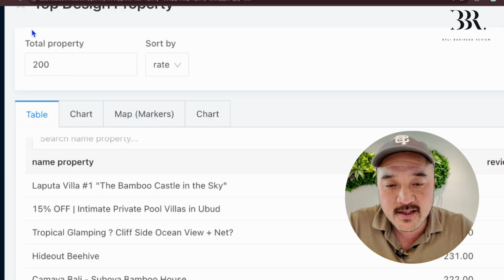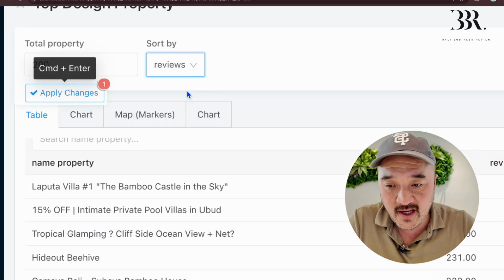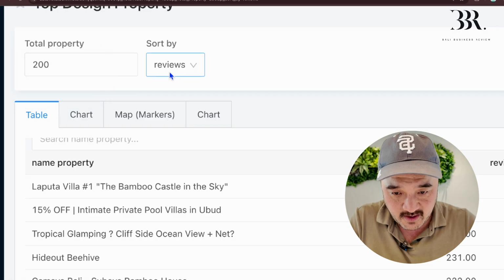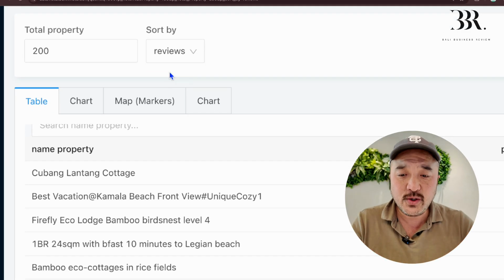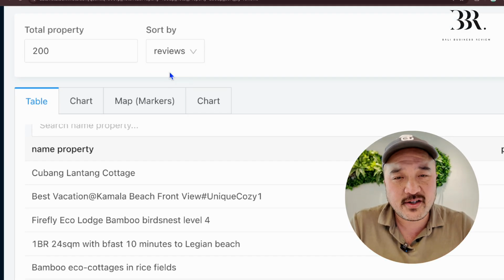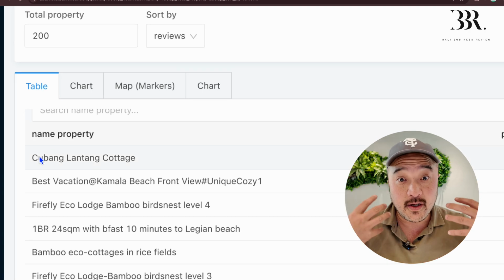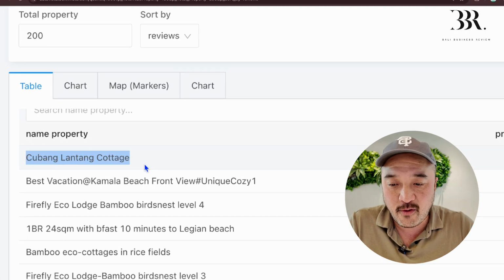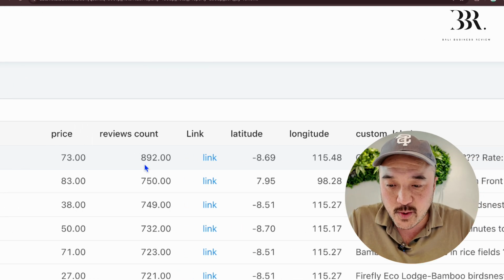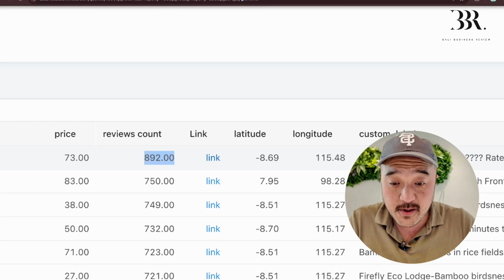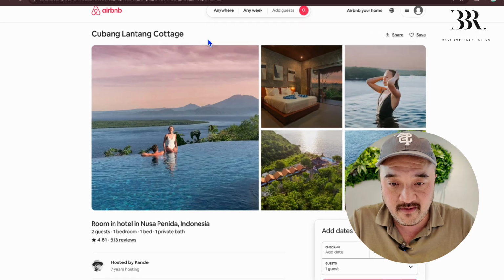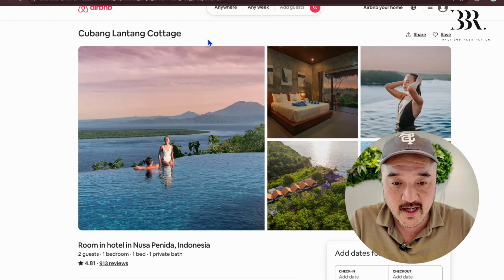Okay, now let's zoom out a little bit and go over to the other metric, which is not just by the rate, but by the total number of reviews. We're going to resort this list and look for who's the winner, not in terms of the highest price in reviews, but by bare volume of reviews. Okay, here we go. Here's the first one, Chubang Lantang Cottage. Absolutely massive, 892 reviews. Let's open that up and see what it looks like.